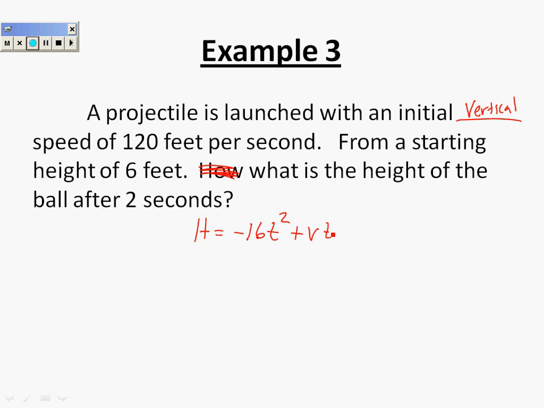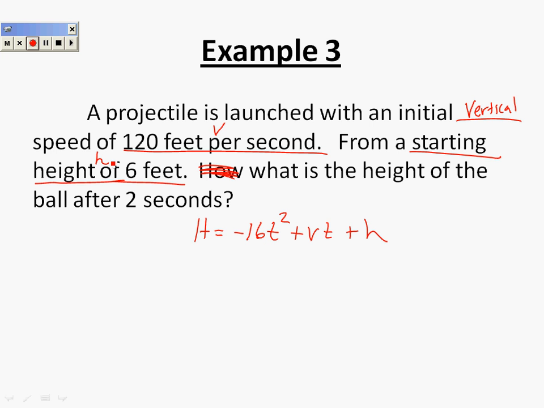All right. Of 120 feet per second. So that right there, 120 feet per second. What is that? That's my vertical speed, v. It's pretty fast. From a starting height of 6 feet. What letter is that? Starting height of 6 feet. Which h? The little h. Starting height is the little h.